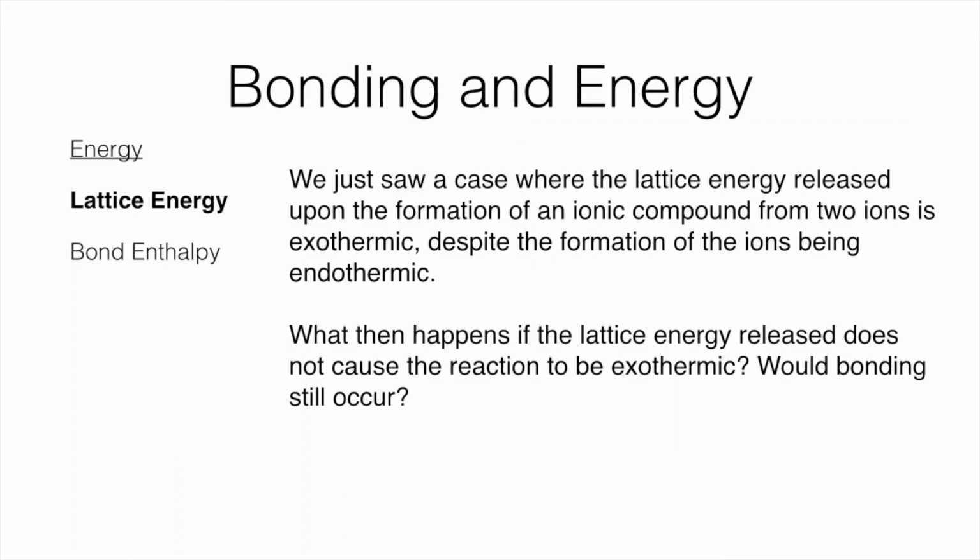All right, so we just saw a few cases where the lattice energy released when we form these ionic compounds is exothermic, and the overall process ends up being exothermic. But what happens when the lattice energy that's released is not high enough to shift the overall reaction to have a negative delta H? So would bonding still occur in these cases?